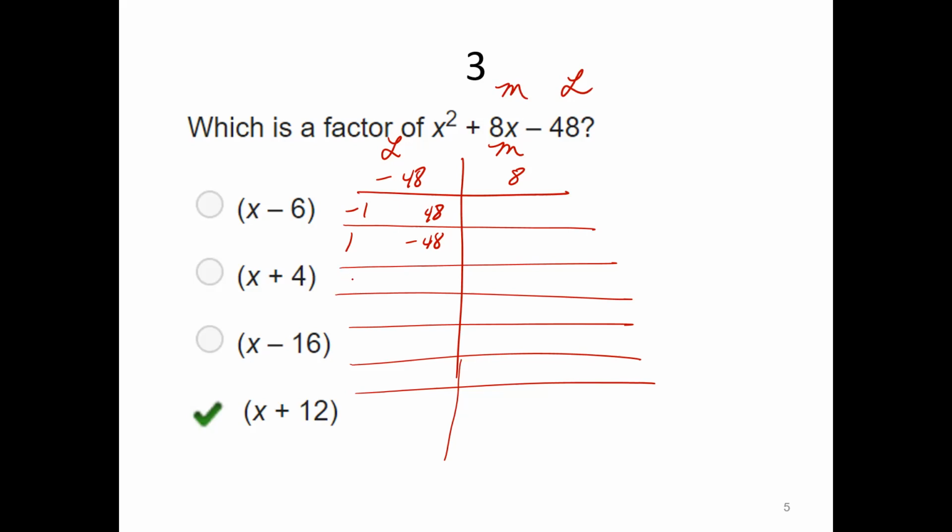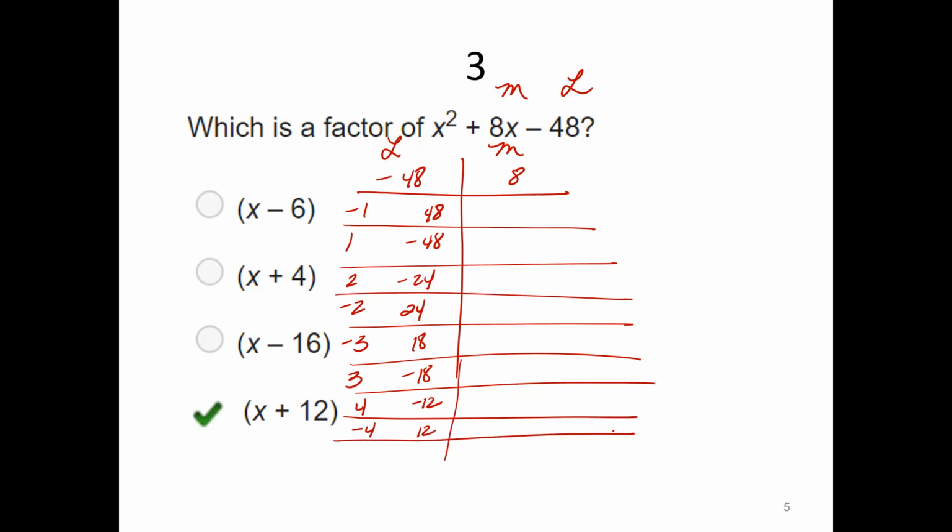Okay, so some of the numbers I'm thinking is like 2 and negative 24, negative 2 and positive 24, negative 3 and positive 18, 3 and negative 18, maybe a 4 and a negative 12, negative 4 and positive 12. I think there's one more I can do, which is a negative 6 and an 8, and a positive 6 and a negative 8. Those are all the different factors of negative 48.